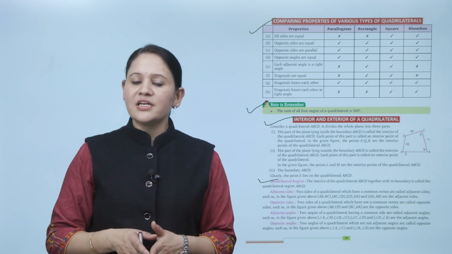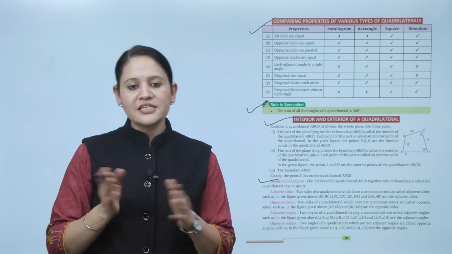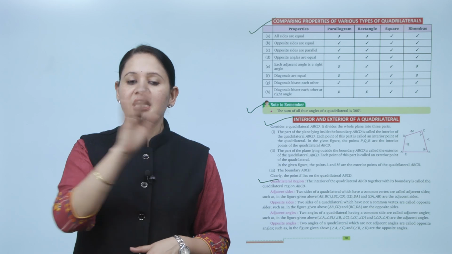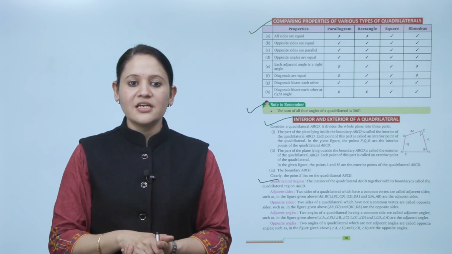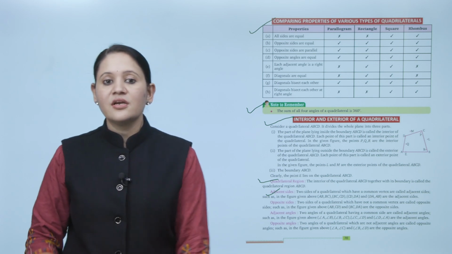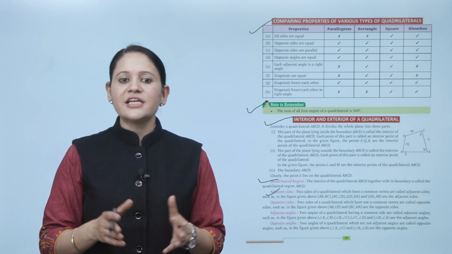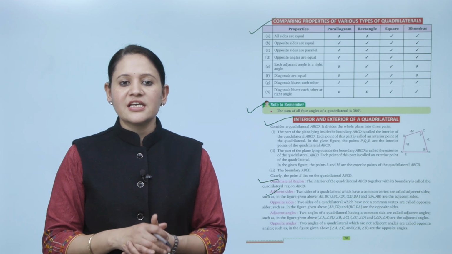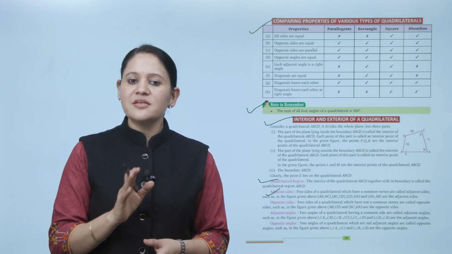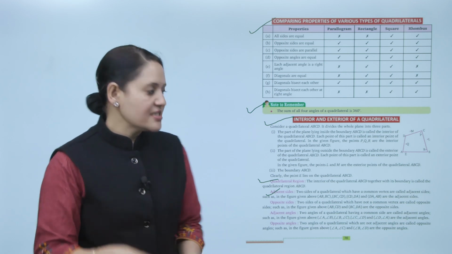The interior of the quadrilateral ABCD together with its boundary is called the quadrilateral region ABCD. The interior and the boundary together make the quadrilateral region. Next, adjacent sides. Two sides of the quadrilateral which have a common vertex are called adjacent sides, such as in the figure given below. AB, BC; BC, CD; CD, DA; and DA, AB are the adjacent sides.